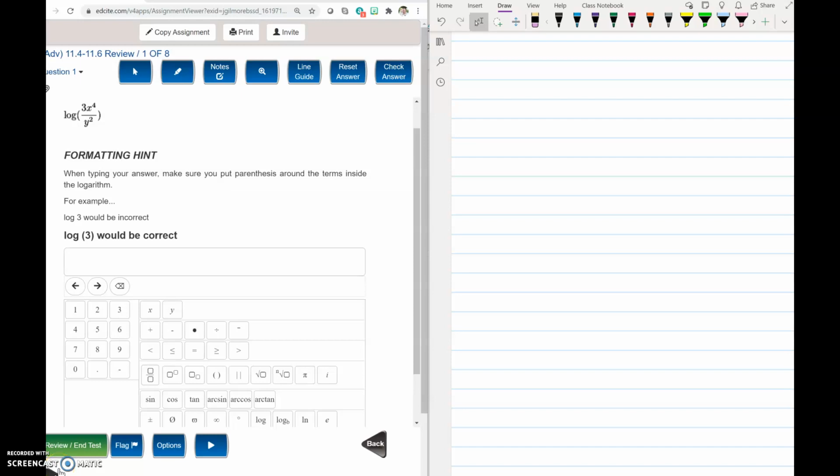First, we are expanding logarithms. Everything that's inside the logarithm needs to get its own log. So we have log of 3, we have log of x to the 4th, we have log of y squared. The 3 and the x to the 4th were on the top, so those two logs need to be positive. Y squared was on the bottom, so that log needs to be negative because division inside the log is the same as subtraction between the logs.